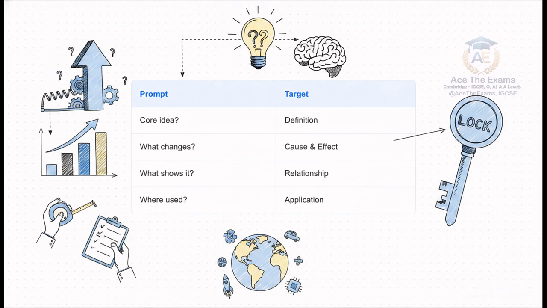3. What quantity or graph shows it? That locks in the math and the relationships. And 4. Where is it used? That guarantees you understand the application. Our source explicitly states that if you can answer those 4 prompts out loud, the topic is usually secure enough for those tough, structured questions. It is literally your ultimate checklist.